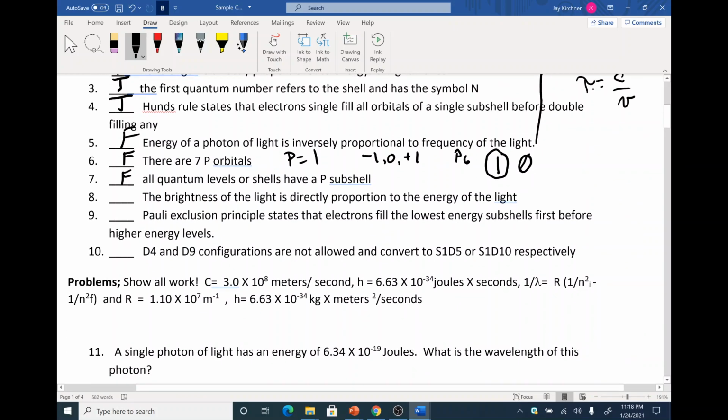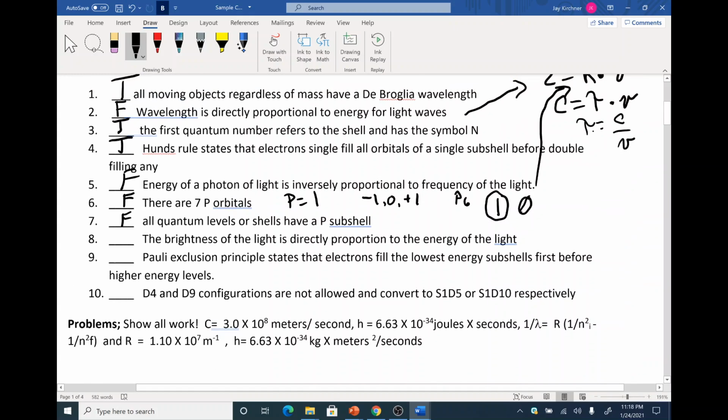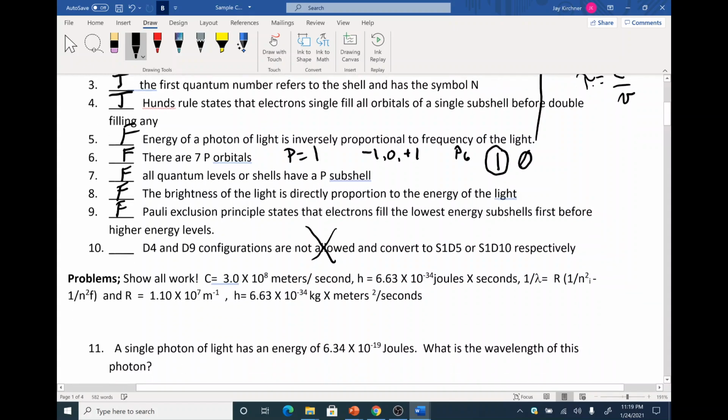The brightness of a light is directly proportional to the energy. That's actually false. It's actually proportional to the frequency. So we'll put a false there. That was the surprising thing about light. Okay, Pauli exclusion principle states that electrons fill the lowest energy subshells first. No, that means you make sure you have an up and a down arrow, so that's false. What's described there is actually Aufbau. And this one we didn't do, so we're going to cross that one out.